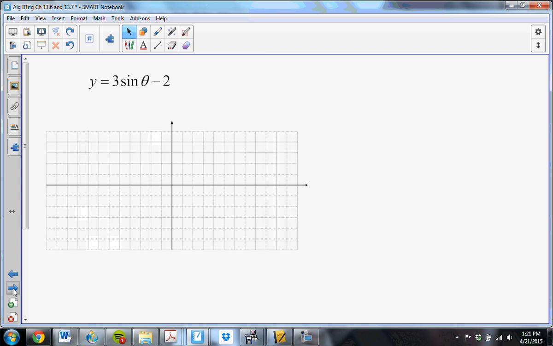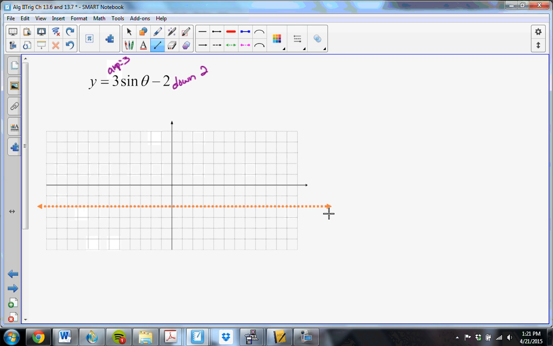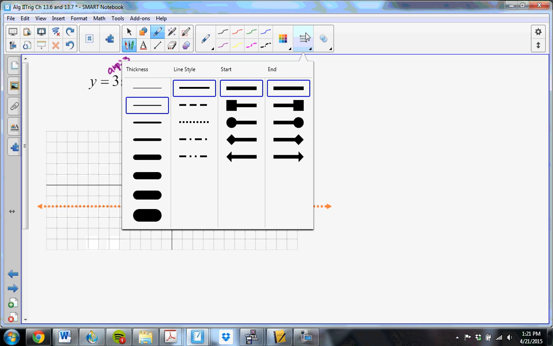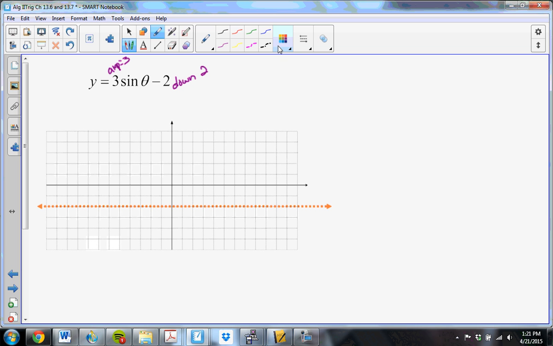Okay, we'll get a bit more complicated now. This has an amplitude of 3, and it's been moved down 2 units. So I'll draw my new x-axis, basically, starting at -2. I'll still count by my theta of 90s. So I'll go 90, 180, 270, 360.